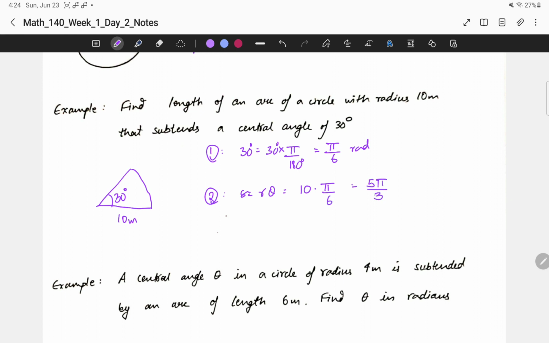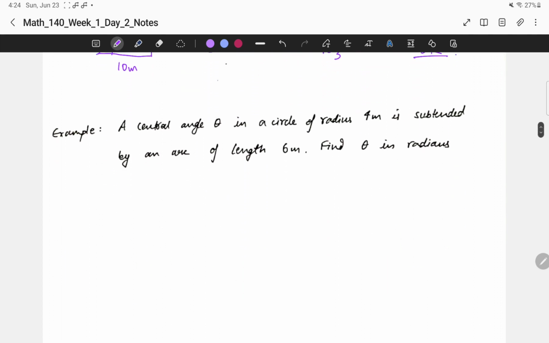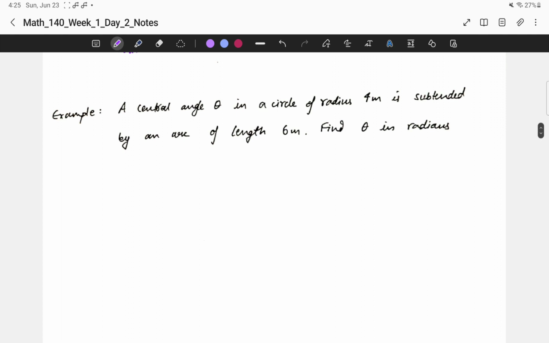For now you can leave this as it is, or you can just plug this into your calculator to find the actual value. An alternate question that can be asked is to find the central angle. So in this case you're given radius and angle and you're finding S.